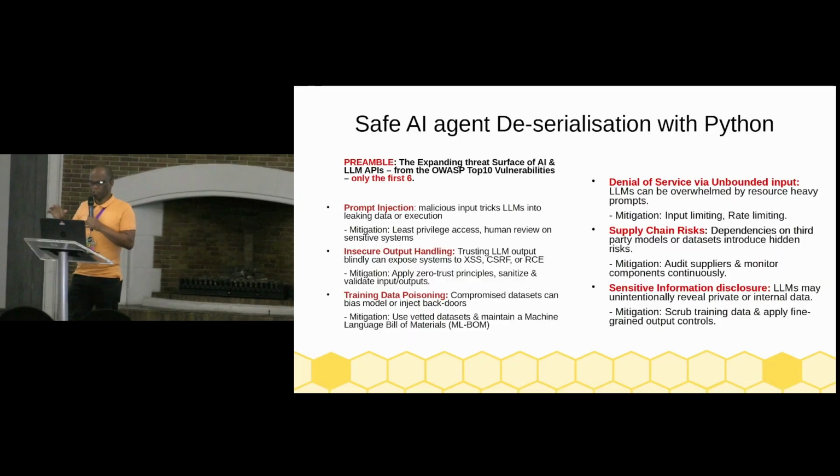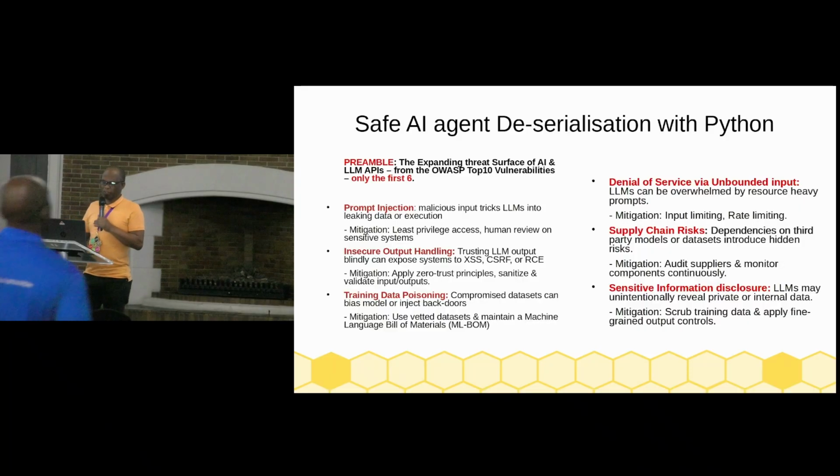that OWASP sets as a standard for LLM security. The first threat, which rates at number 1, is prompt injection. I think we're familiar with that one, because malicious actors can input or deceive your LLM via the prompt into leaking data, breaking into a data store, or even executing code remotely. The mitigation for that is to make sure that after you've designed your agent, there's least privilege access, and there's also human review on all sensitive systems that your company might have.